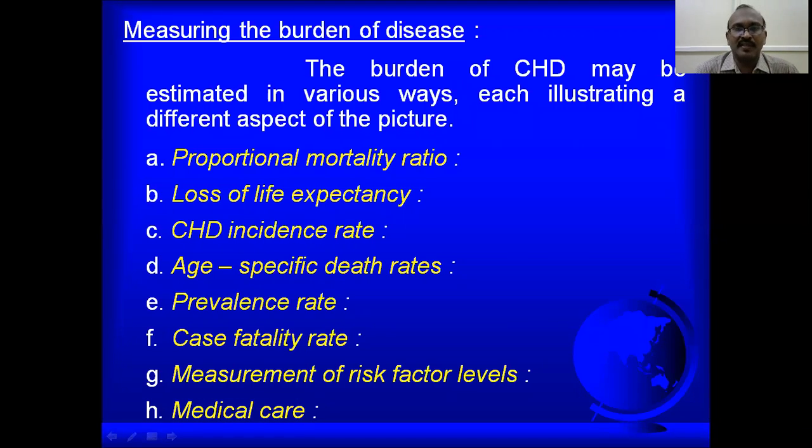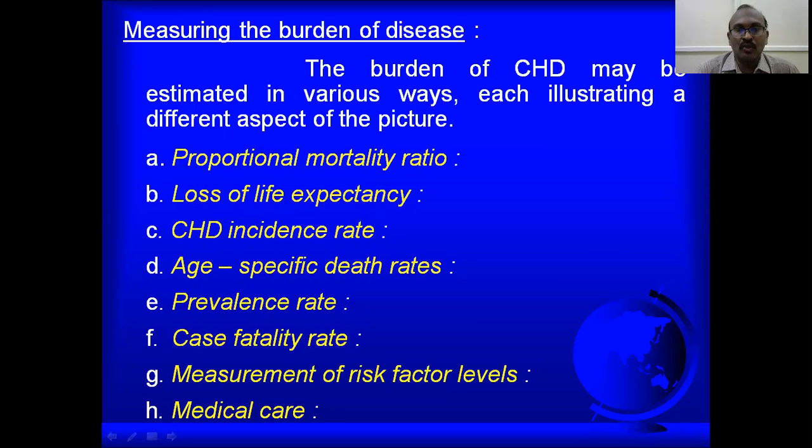Out of the total number of cases, how many cases due to CSD, how many are actually dying? So the numerator is deaths due to CSD, and the denominator is the total number of cases due to CSD, multiplied by 100.